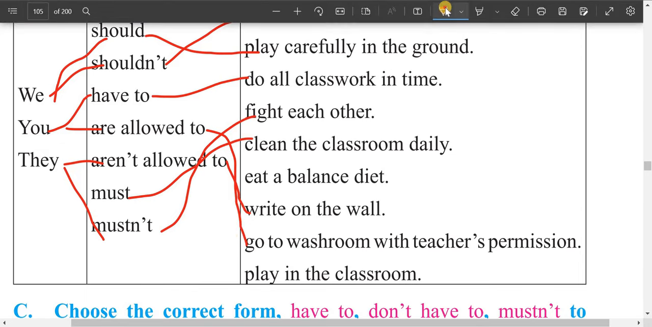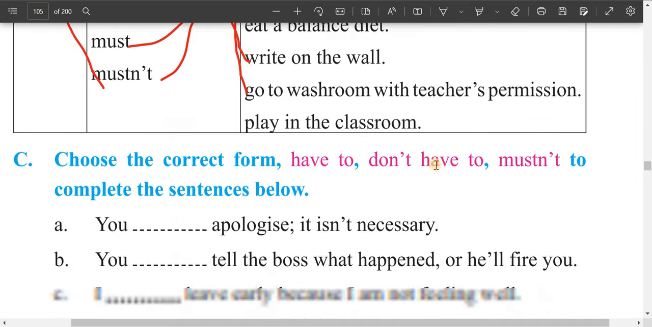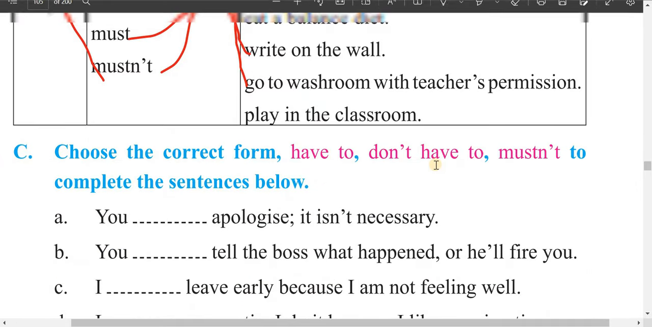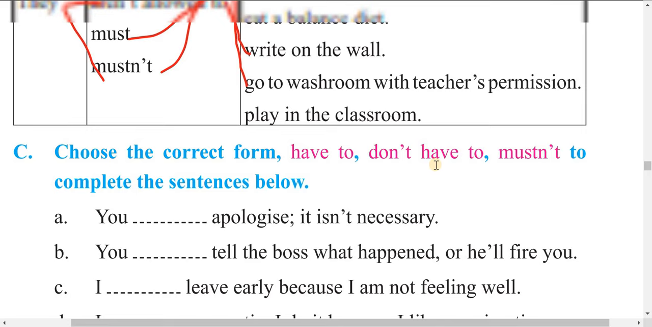Now, do the next exercise. Use the correct form: have to, don't have to, must not, to complete the sentences below. Have to means when we show obligation, strong obligation, or when we show rules, we use have to. Don't have to means there is no necessity.